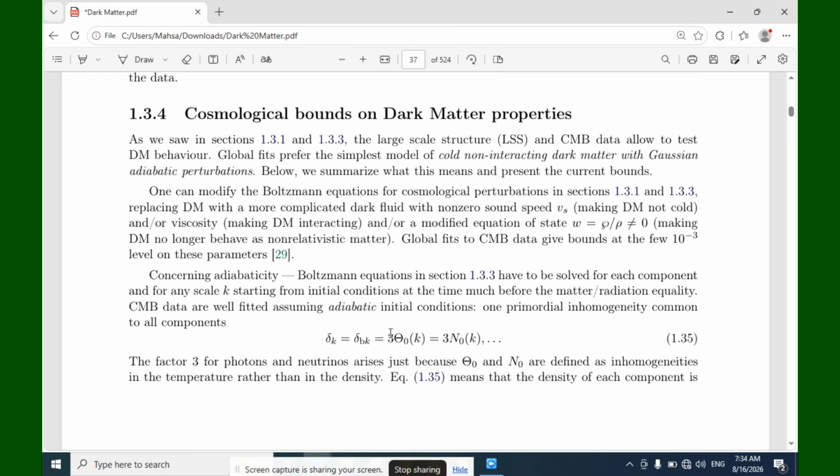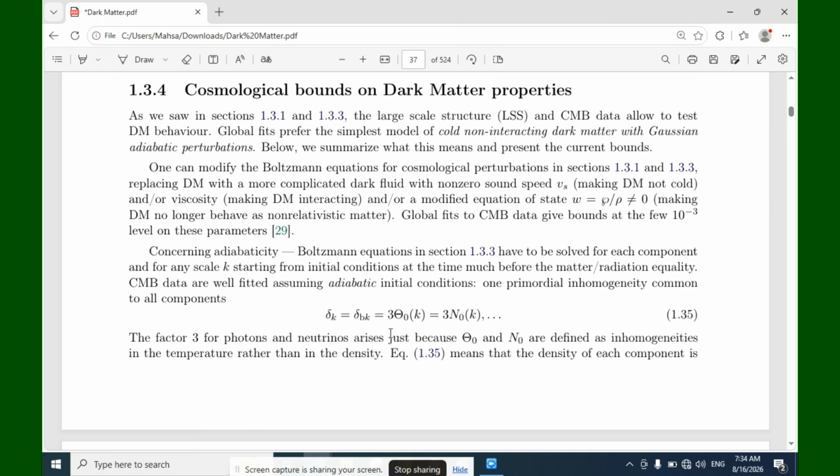Now I want to go to the next chapter, 1.3.4, Cosmological Bounds on Dark Matter Properties. As we saw in sections 1.3.1 and 1.3.3, the large scale structure (LSS) and cosmic microwave background data allow us to test the dark matter behavior. Global fits prefer the simplest model of cold, non-interacting dark matter with Gaussian adiabatic perturbations. Below, we summarize what this means and present the current bounds.